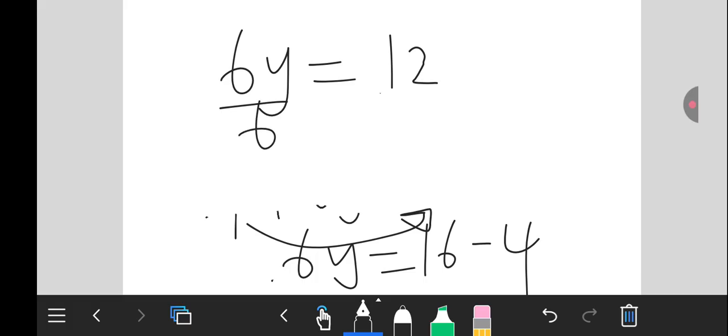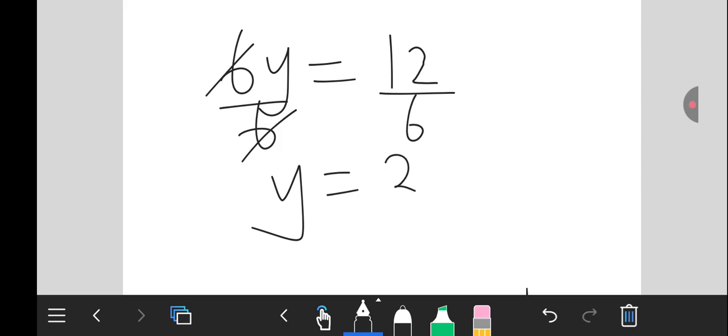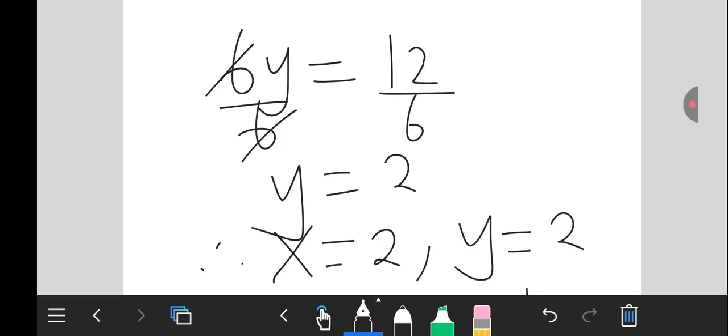Then you divide by 6 on both sides. 6 divided by 6 is just 1. So y is equal to 12 divided by 6, and the answer is 2. So therefore x we found to be 2 and y is equal to 2. So basically this is how you solve simultaneous equations. I hope it is now simple.